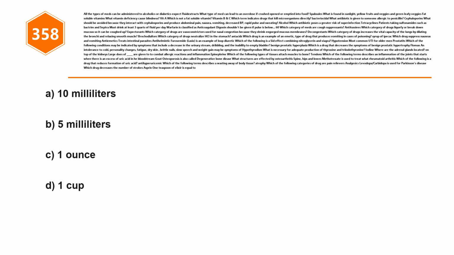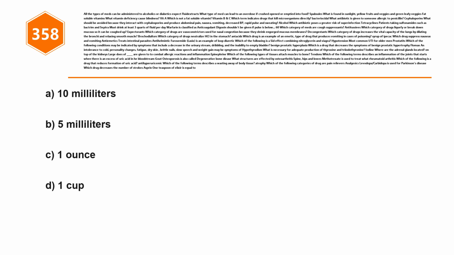Which category of drugs neutralize HCl in the stomach? Antacids. Which drug is an example of an emetic, a type of drug that produces vomiting in cases of poisoning? Syrup of ipecac. Which drugs suppress nausea and vomiting? Antiemetics. What treats intestinal parasites? Antihelminthic. Furosemide, Lasix, is an example of a loop diuretic. Which of the following is a side effect of combining nitroglycerin and Viagra? Hypotension.